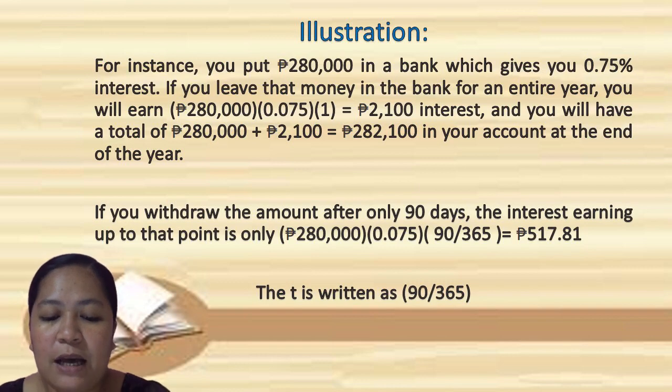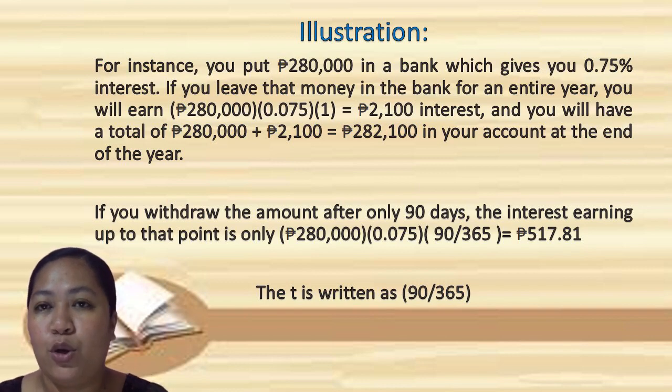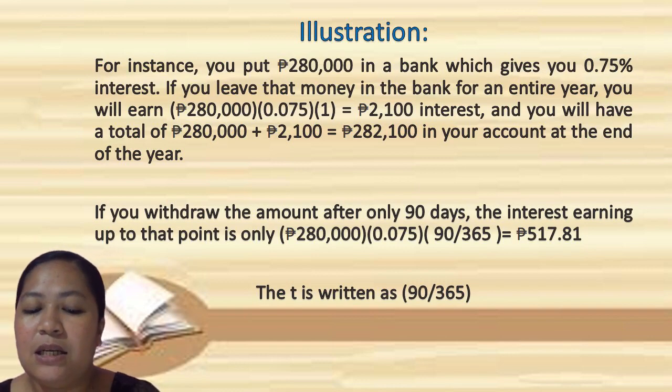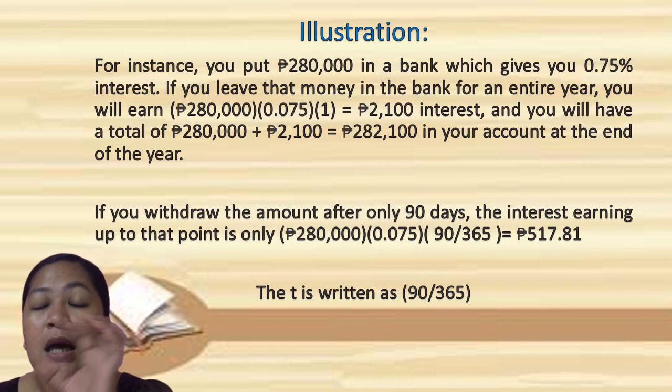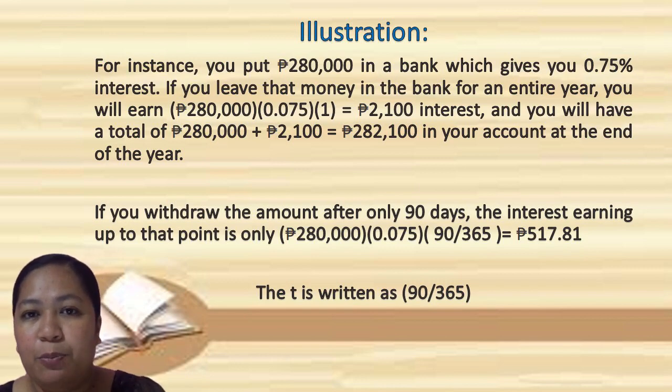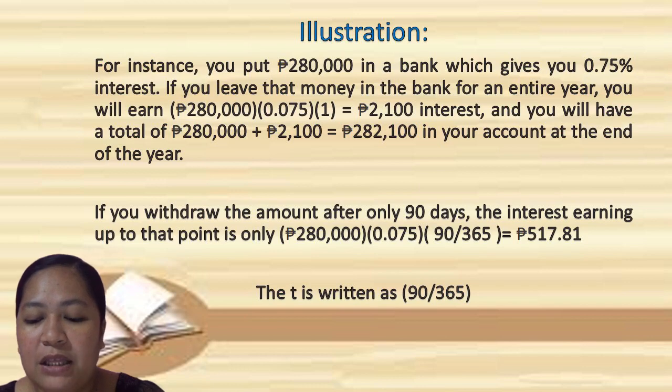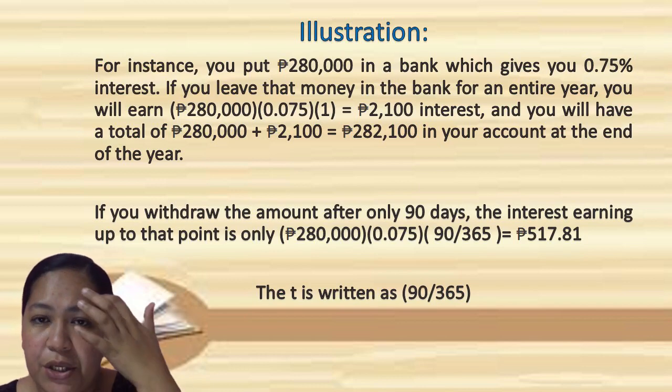So for example, if you withdraw the amount after only 90 days, the interest earned up to that point is only 280,000 times 0.0075 times 90 over 365. So why is it 90 over 365? Since we calculated earlier the per annum rate, that would be 1 year.